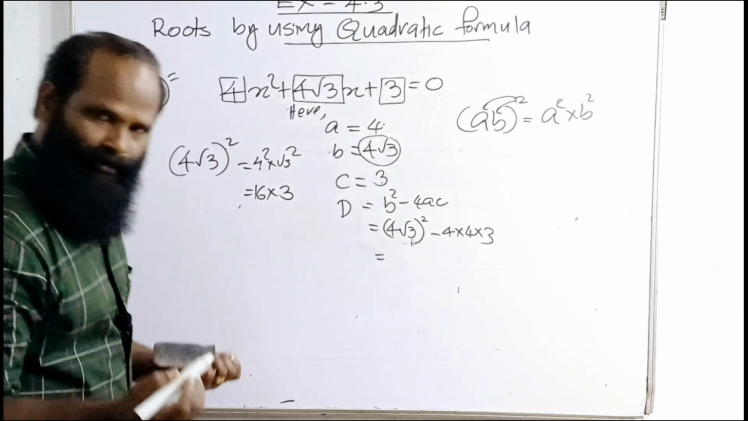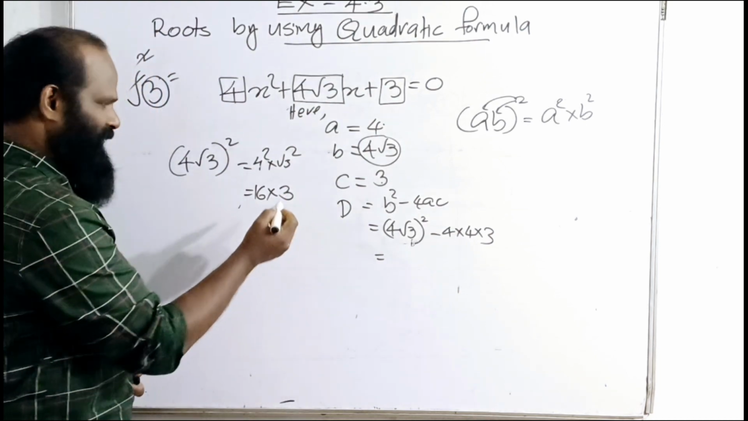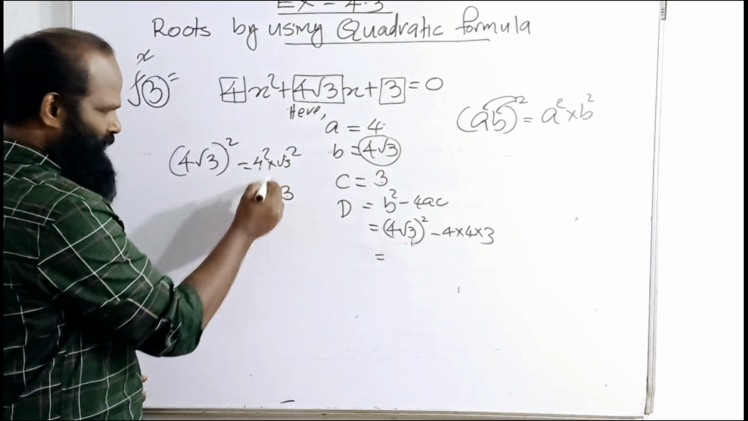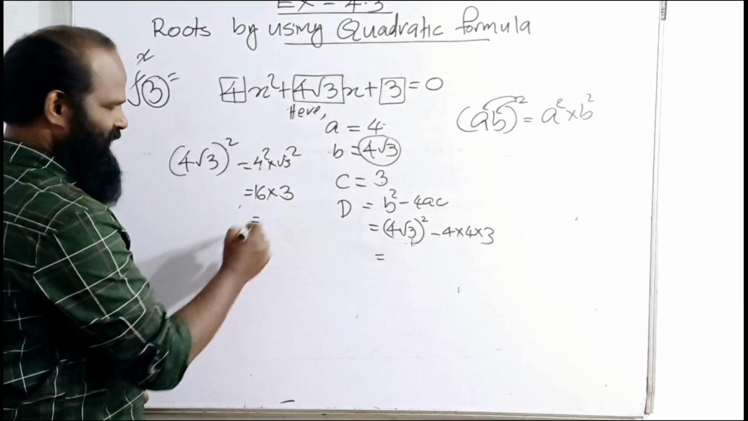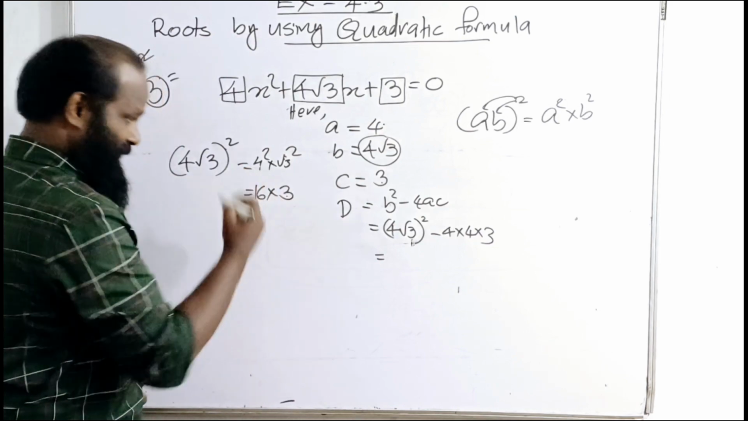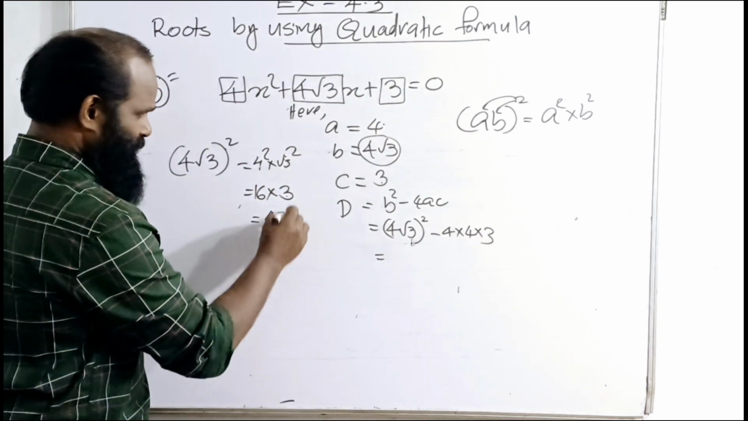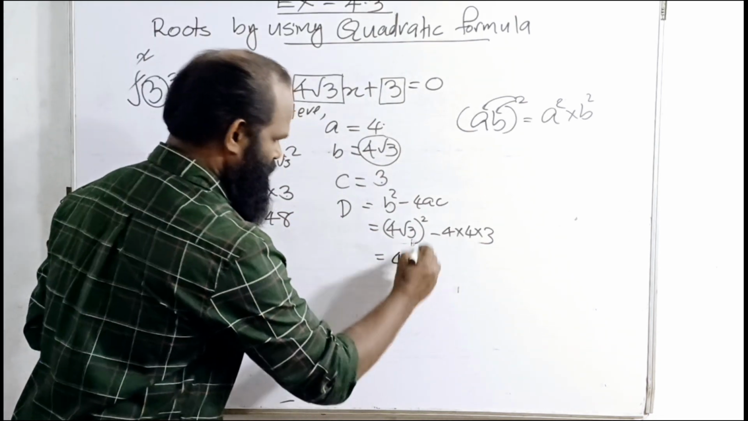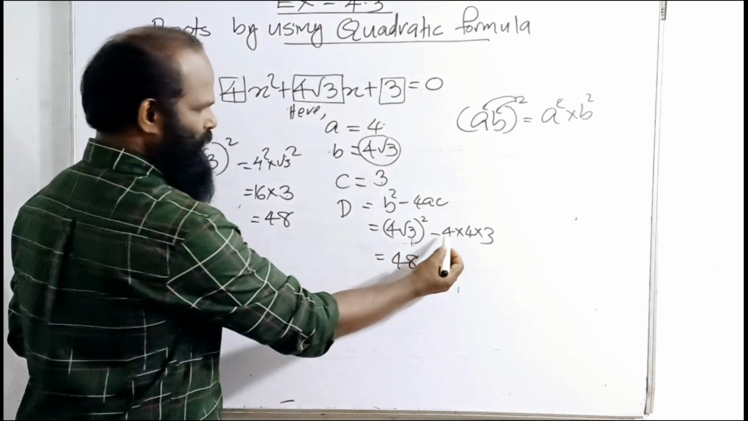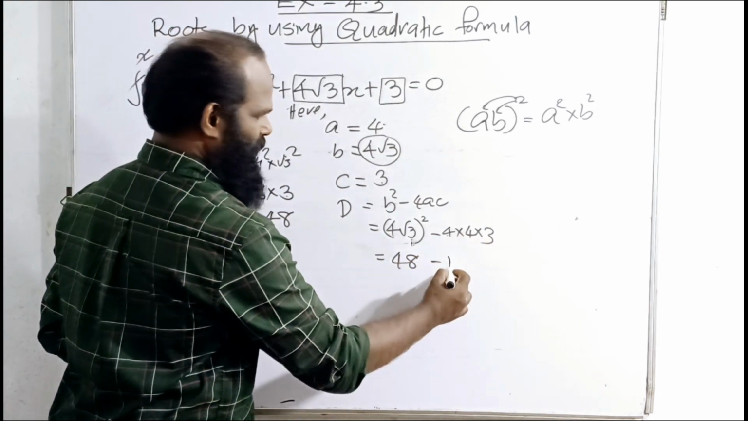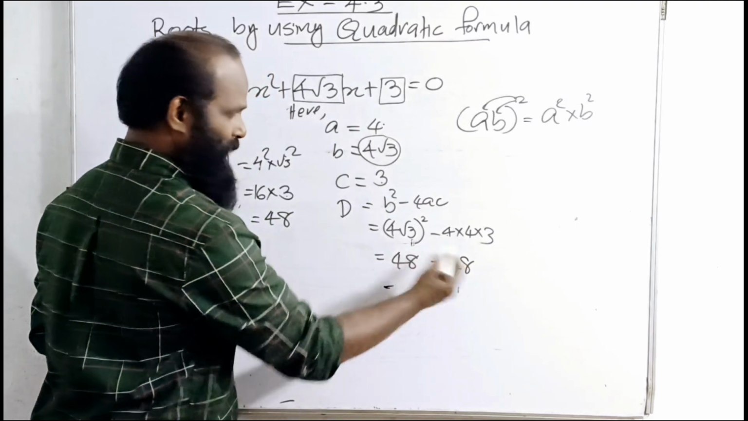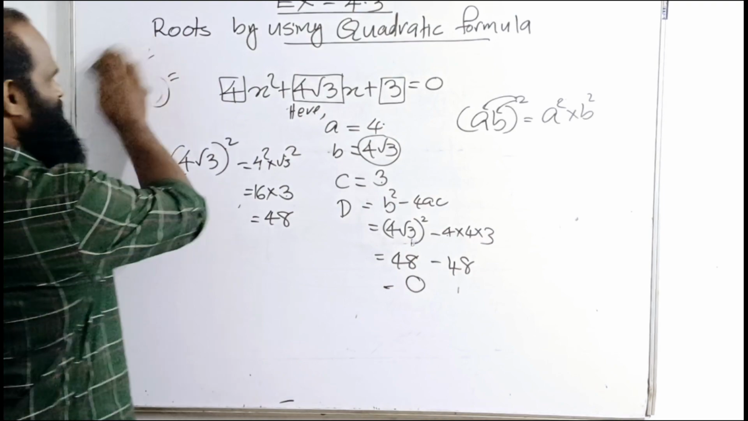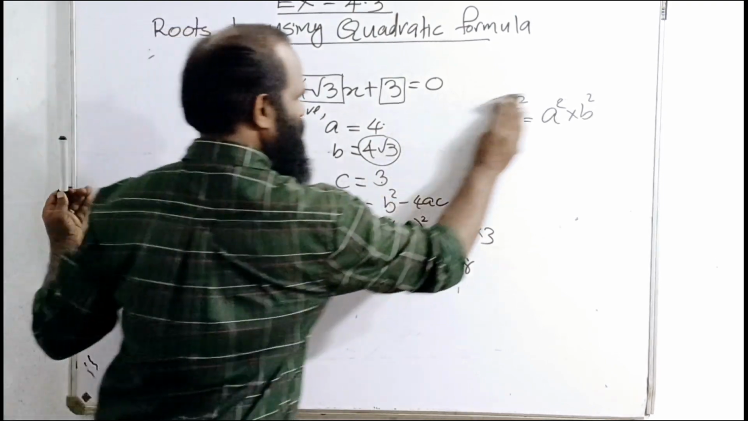Try not to multiply that twice. Answer will be simply this one. These two will be cancelled. So 4 square is 16 into root 3 square is 3, 16 into 3, 48. So we get 48 here. Minus 4 into 4, 16, 16 into 3, that is also 48. 48 minus 48 is 0. That means the value of d is 0.